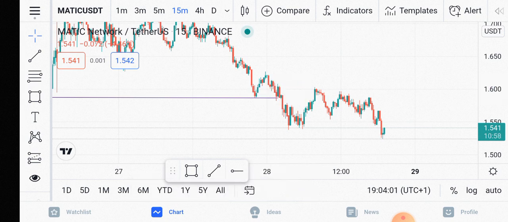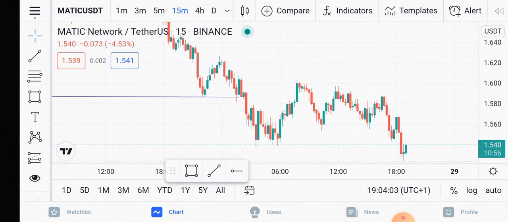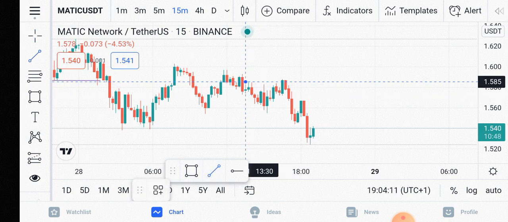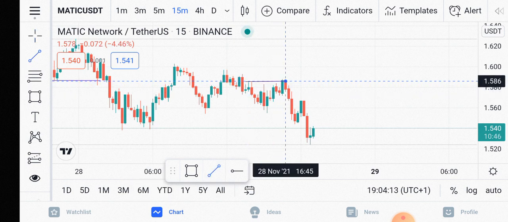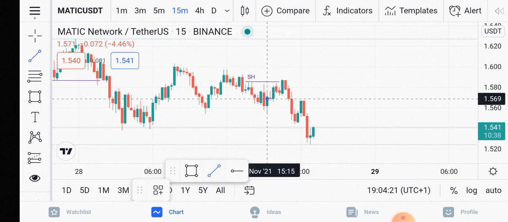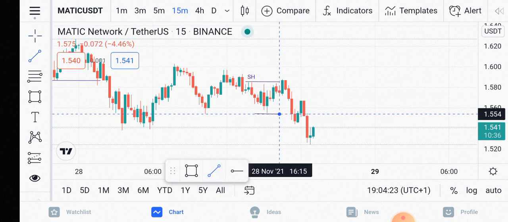So what am I going to be looking at? I'm going to be looking at shorts. So where am I going to short this position actually? Well, I'm going to be shorting from somewhere here. Let me just mark this out to show you that this was a stop loss hunt, stop hunt above. Then this was a break of structure.